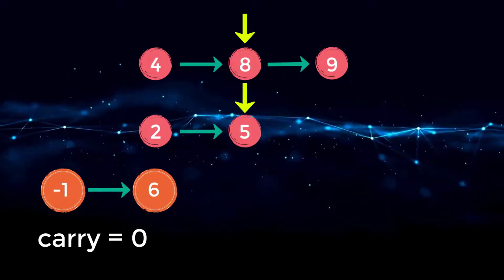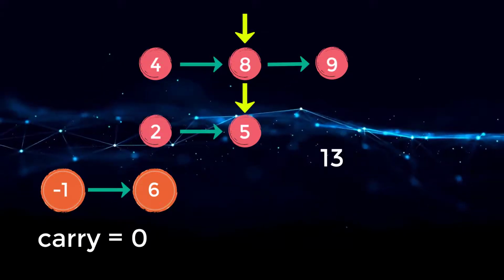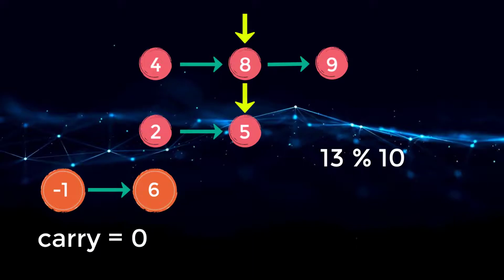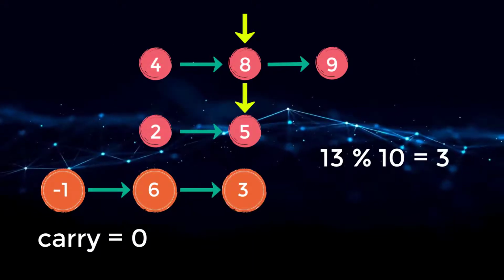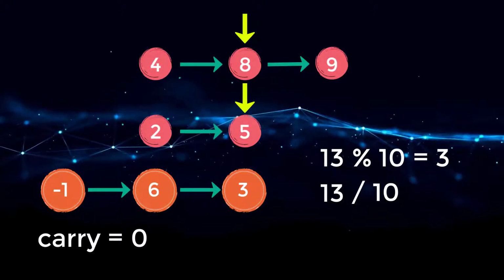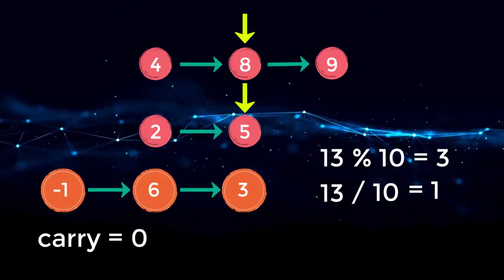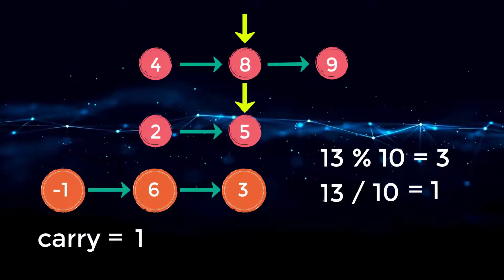So this is where a little bit of math comes into play. We take our sum and we do 13 mod 10, which equals 3. This means we need to create a node with a value of 3 and append it to our list. Then we're going to do 13 divided by 10, and this is equal to 1. So this will become the new value of our carry for the next computation that we perform.